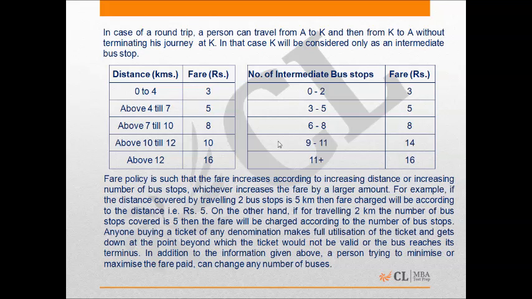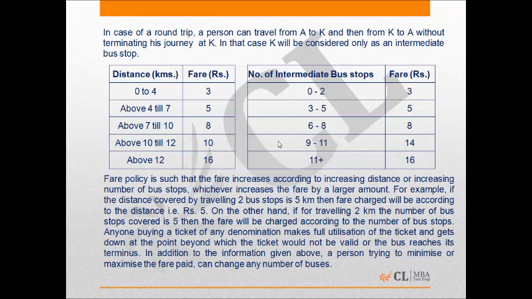Now let's come to the fare policy. The fare policy says that the fare increases according to increasing distance or increasing number of bus stops, whichever increases the fare by a larger amount. The meaning of this statement: if I travel a particular distance and compute my fare based on distance as well as the number of intermediate bus stops for my journey, then I'll have to pay the fare which comes out to be the larger one.